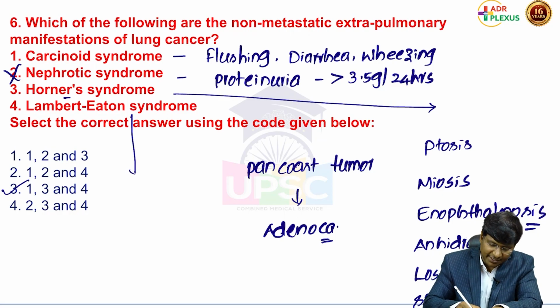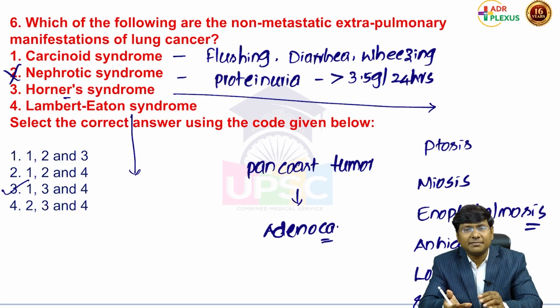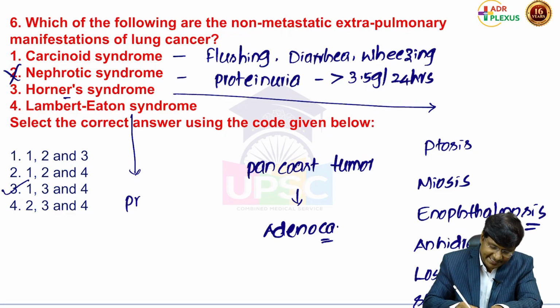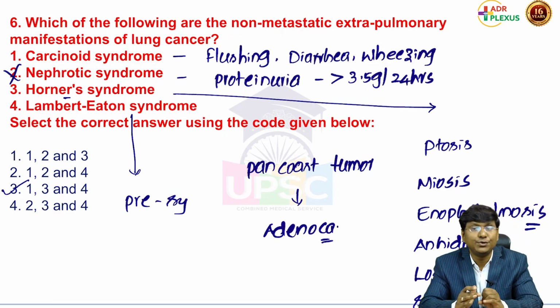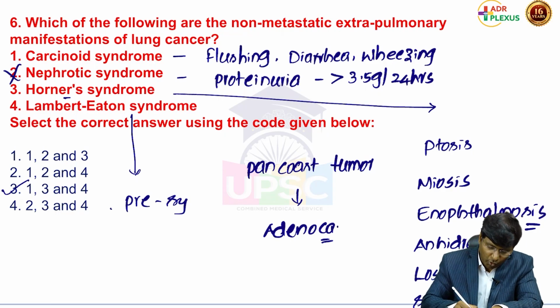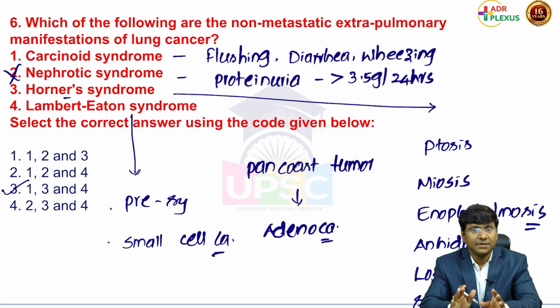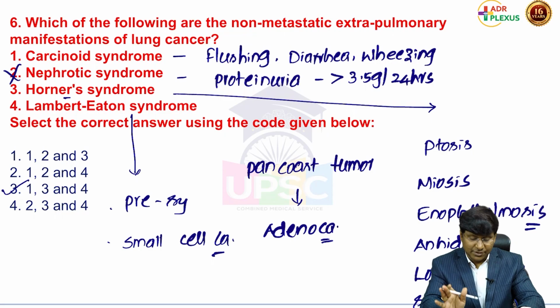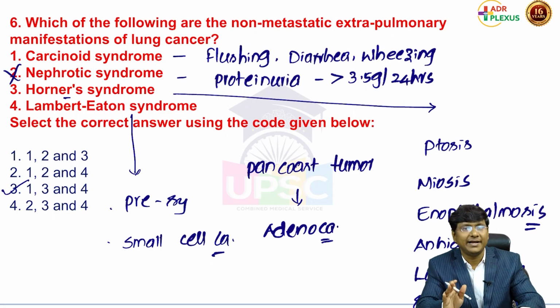Next is Lambert-Eaton myasthenic syndrome. It is a neuromuscular junction disorder, and that too a presynaptic neuromuscular junction disorder, and it is associated with the oat cell carcinoma of the lung, which is nothing but the small cell carcinoma of the lung, right? So this is one of the paraneoplastic syndromes related to lung cancer. So the answer is 1, 3 and as well as 4.